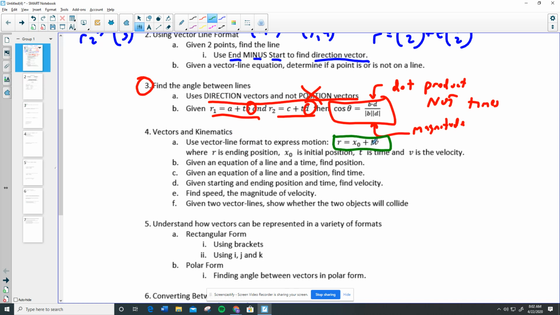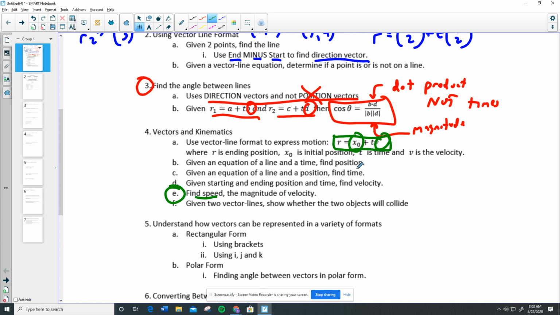Again, it's the same line format, but this is our starting position, time the direction vector, which is the velocity. So all sorts of ways we can twist this or mix up the problem. If I give you the equation, maybe I want you to find a position. If I give you a line and a position, maybe I want you to find time. In every single one of these, though, I'm giving you at least 3 of these things, and I'm asking you to find the 4th.